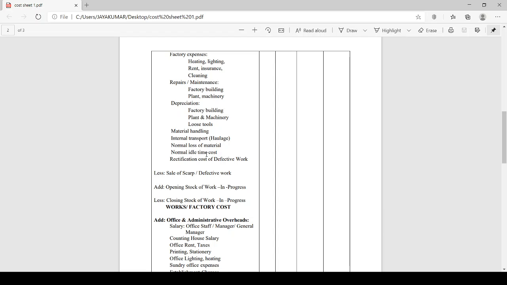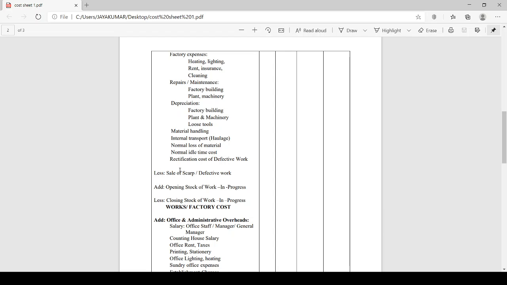Normal idle time cost, that is workers not working but wages are being paid. Now, for example, setting up of a machine, we require some time. At that time, workers won't be working, but wages have to be given to them. It is normal idle time. Rectification cost of defective work. If the work is not up to the mark, or there is any problem with the product which you have manufactured, we need to rectify it, whatever cost incurred for that. So all these are factory overheads.